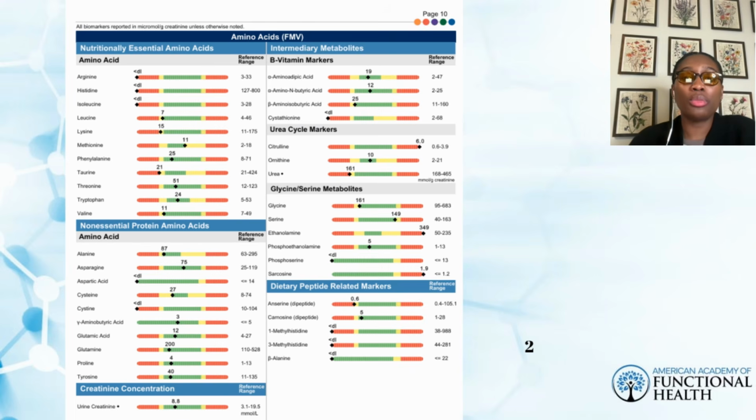So the three most important amino acids to address would be taurine, which is what we see on the lower end, and then we're going to talk about isoleucine, then we're going to talk about sarcosine, which is elevated. So the taurine is going to be a high priority.